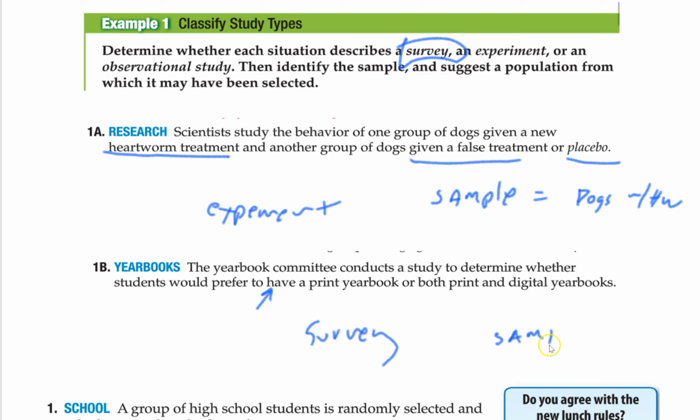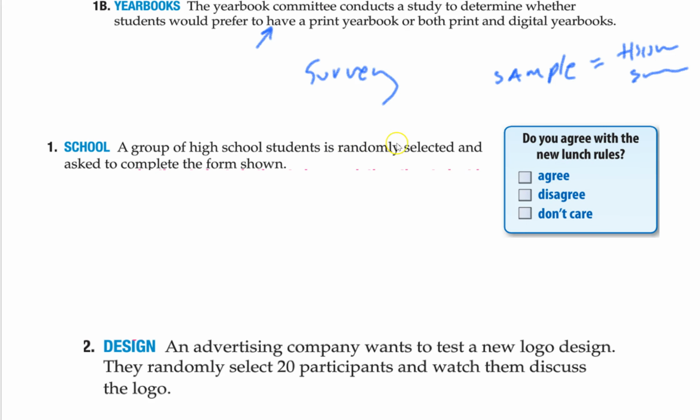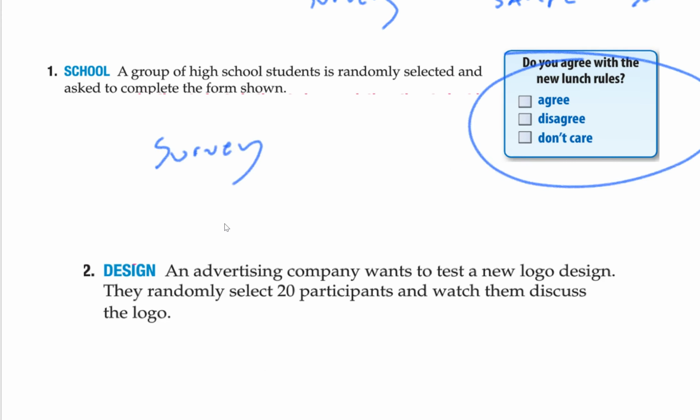Sample, probably a select group, a subgroup of high school students. That says high school. We'll move on. A group of high school students randomly selected and asked to complete the form below. Survey. Look at that. Can't get more survey than a survey. That's the surveyest thing I've ever seen.